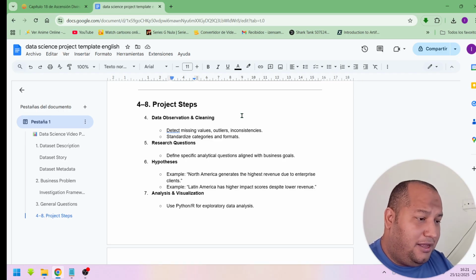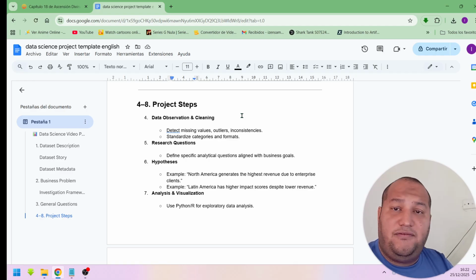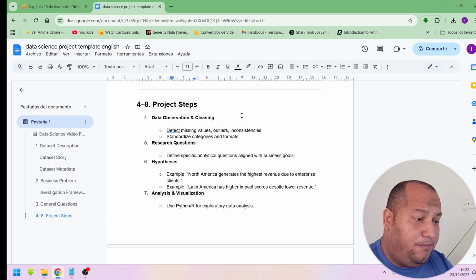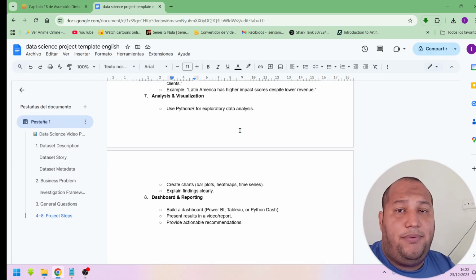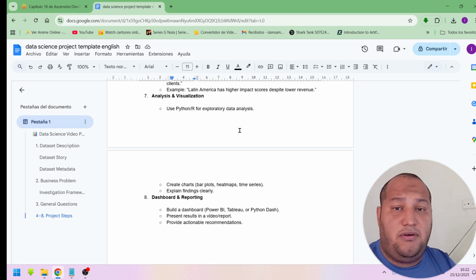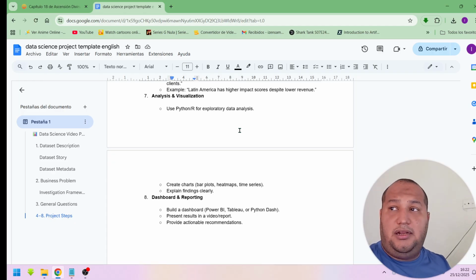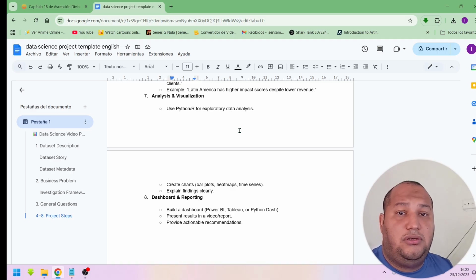And we also have research questions. We're going to use different methods like pain points and the why method to make great questions. We're going to create hypotheses about these questions. Finally, we're going to do the analysis. We're going to use Google Colab for this one. Later on, we can also use SQL for the same project, and then Tableau or Power BI. But remember that we're also going to use Google Colab.